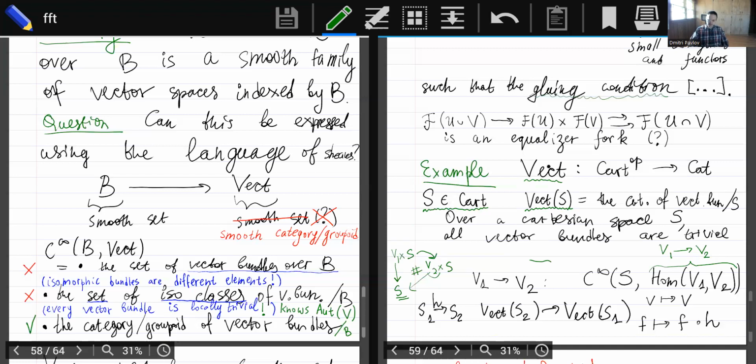But let's not forget that to specify Vect as an object in smooth categories, I also have to tell you what happens when I have a morphism of Cartesian spaces, so some morphism H. I must specify for you the corresponding functor between the category of vector bundles over the codomain of H and the category of vector bundles over the domain of H. So this is what we can call the value of Vect on H. And this functor is very easy to describe. It's simply the pullback functor, right?